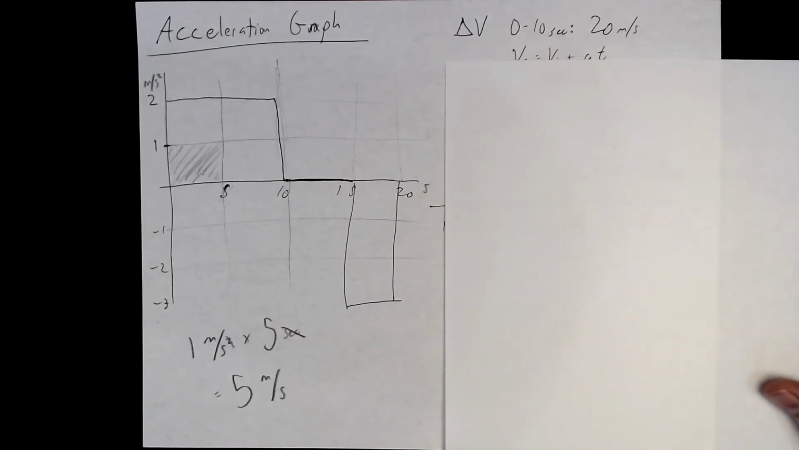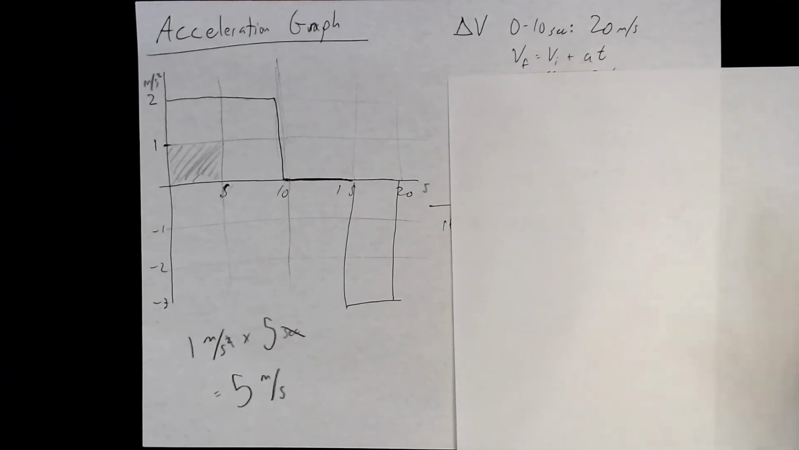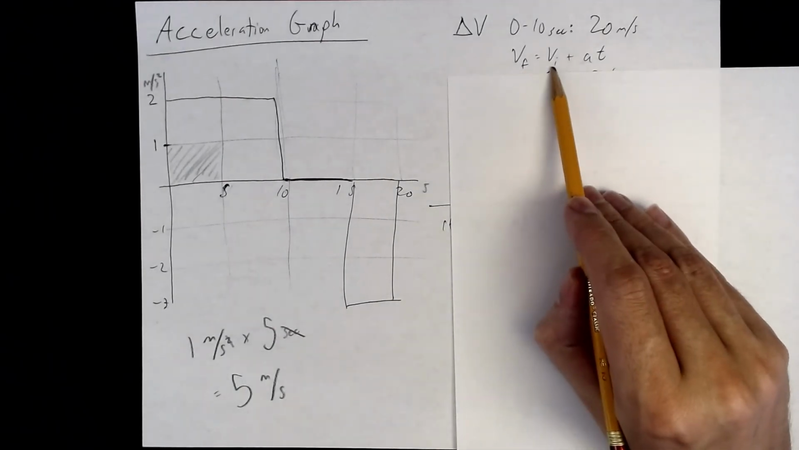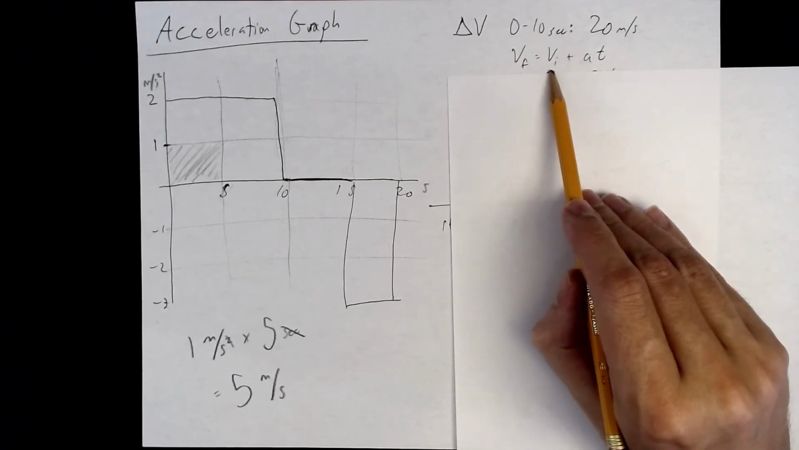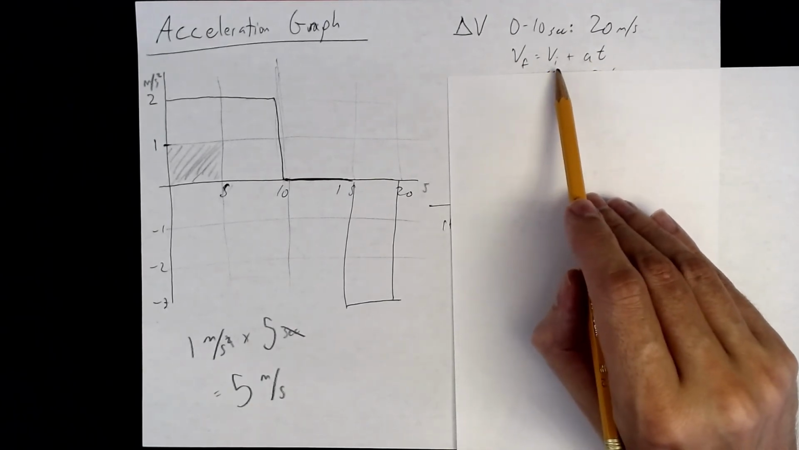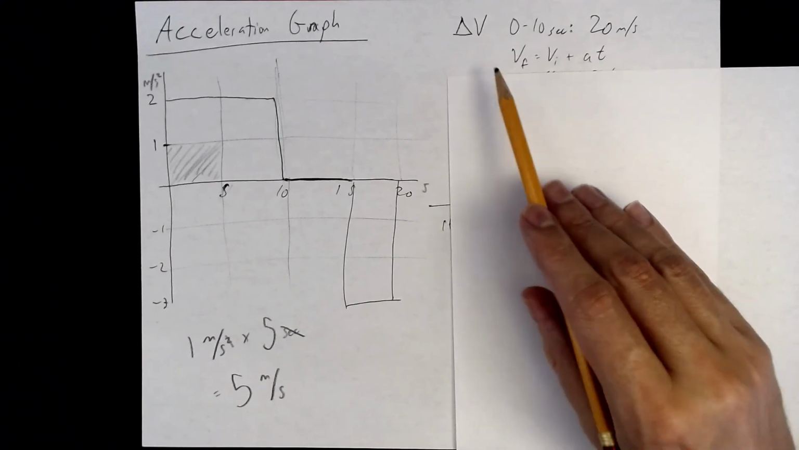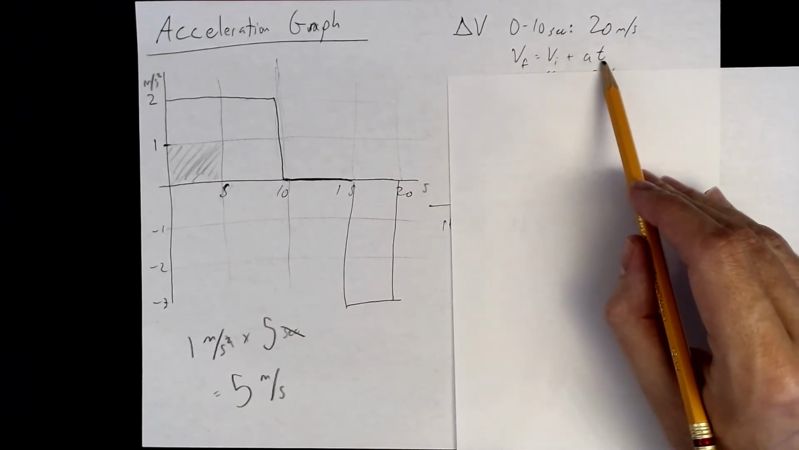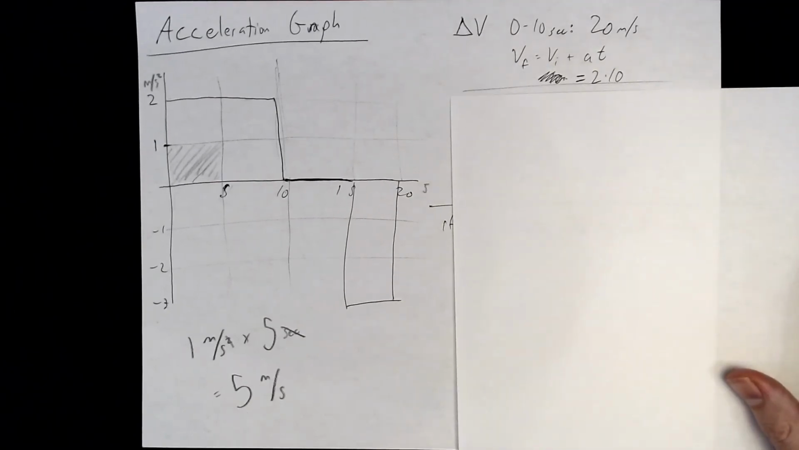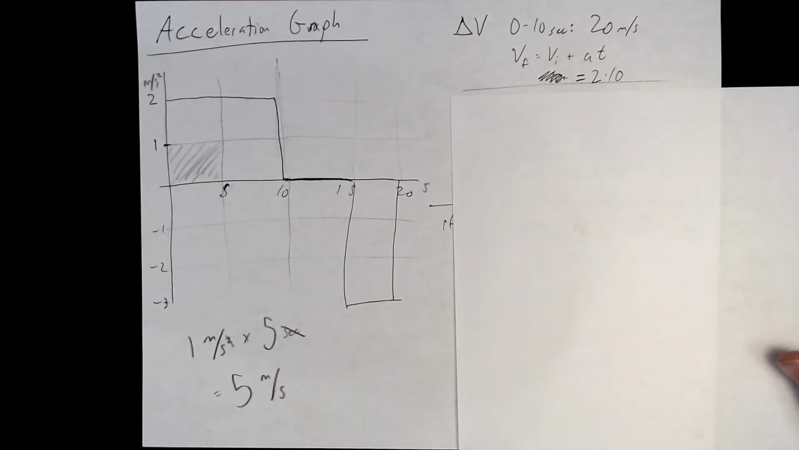You can confirm that mathematically by saying the final velocity is equal to the initial velocity plus the acceleration times the time. Initial velocity, well, we don't actually know what that is, but we're just looking for the delta, the change in velocity. So we'll just say that's 0 plus 2 times 10. Oh, well, that's 20 as well. 2 times 10 is 20. So got it. Okay. What about the next 5 seconds from 10 to 15?